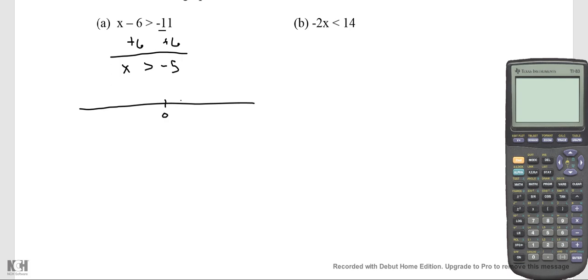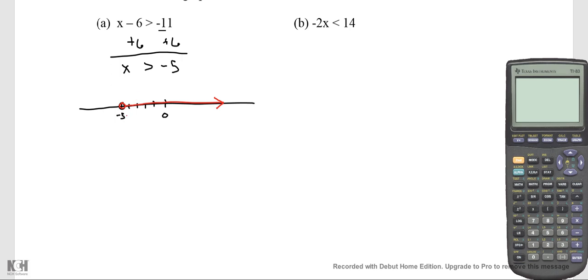We graph these on a number line. 2, 3, 4, 5. There's negative 5. So since I want to look at everything strictly greater than negative 5, there's no or equal to here, so I know I'm going to put an open circle at negative 5, and I'm going to change my pen color real quick. Open circle at negative 5, and everything to the right, because everything to the right of -5 on a number line is greater than -5.